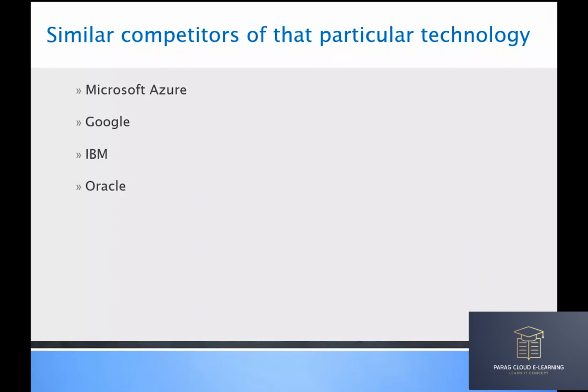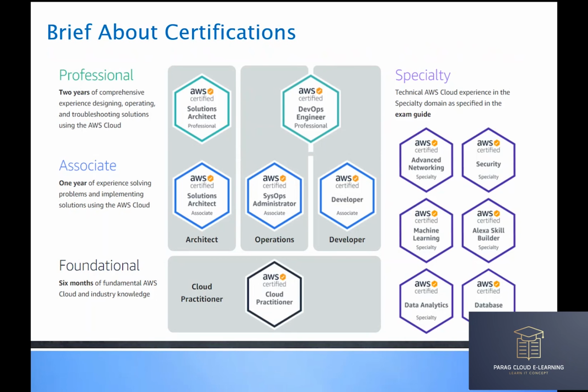Competitors of AWS. Azure, Microsoft Azure, Google, IBM, Oracle, Ericsson Cloud is there, Informatica Cloud is there. There are so many cloud computing providers, but the top two are Azure and Google. And these are the certifications provided by Amazon right now. There are nearly 11 certifications. So we are focusing on the AWS Solution Architect.